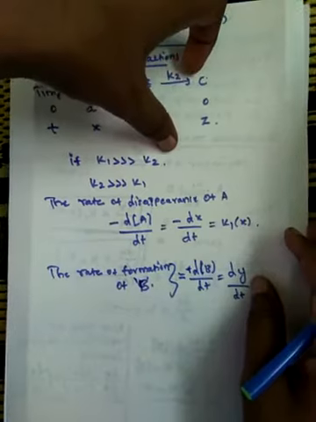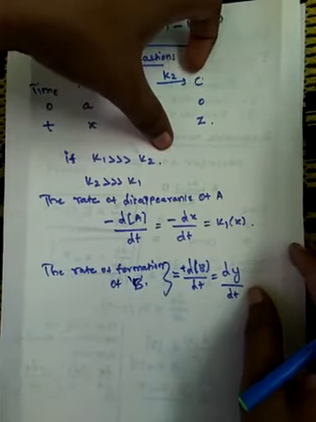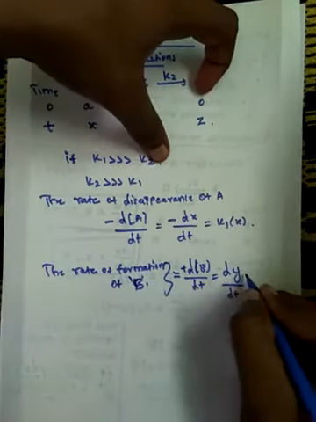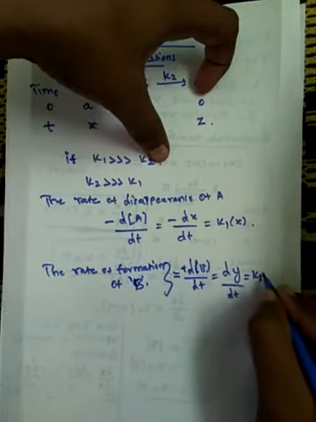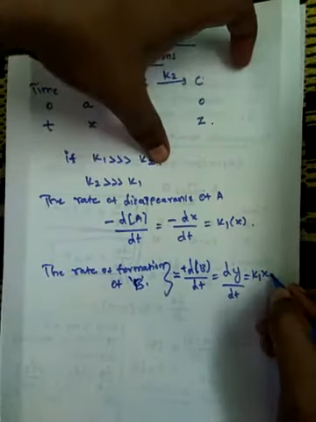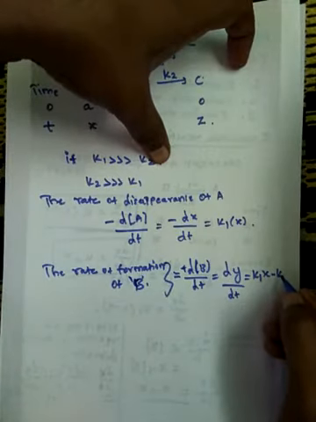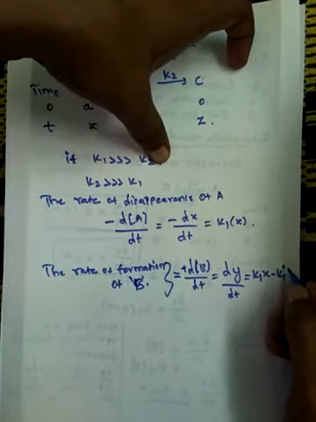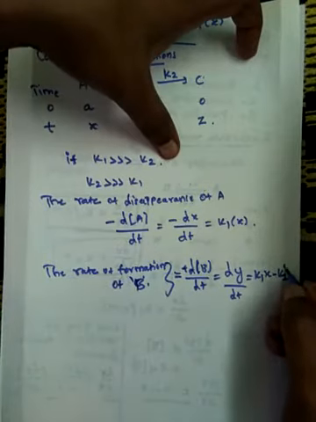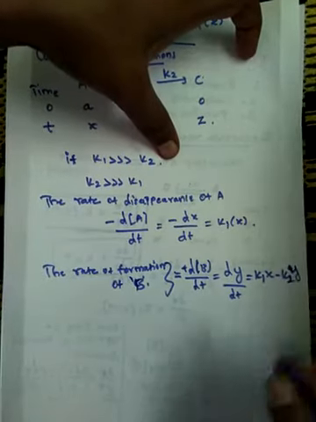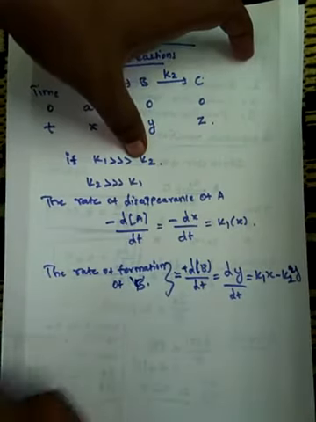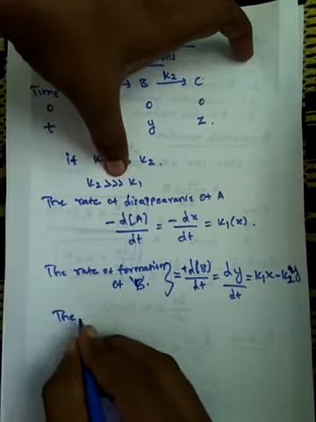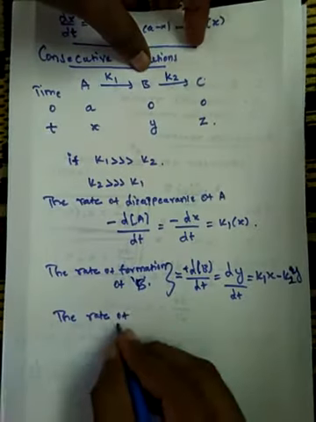So dy by dt is actually given by K1x minus K2y. Then what is that? K2y is actually the rate of formation of C, the rate of formation of C.